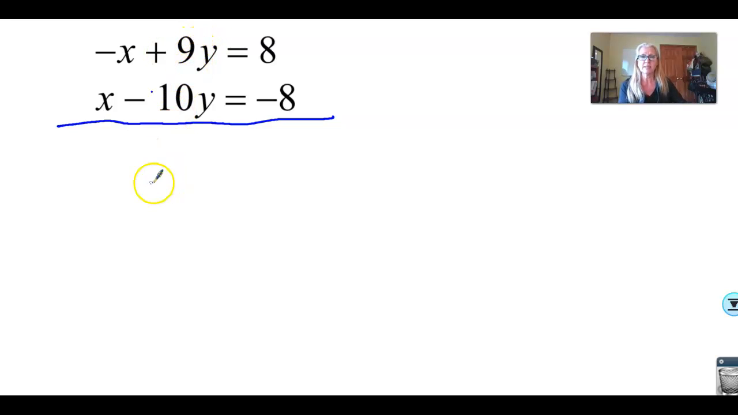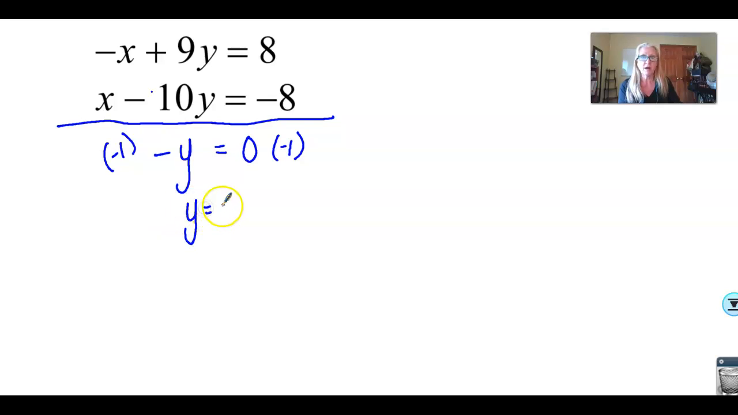-9y minus 10y gives me -1y equals 8 minus 8 is 0. Well, we could multiply both sides by -1 if we want to make y positive, but it doesn't matter what you multiply 0 with, it stays 0. So y is 0.